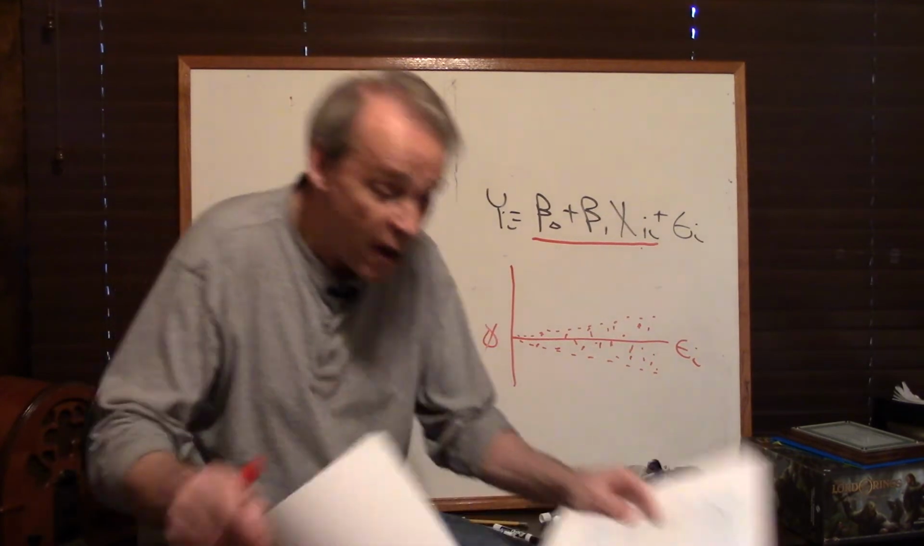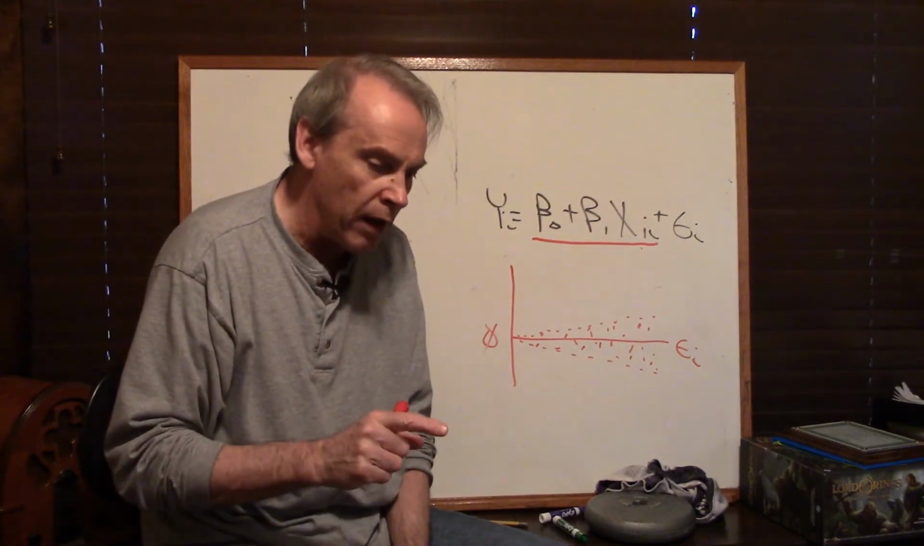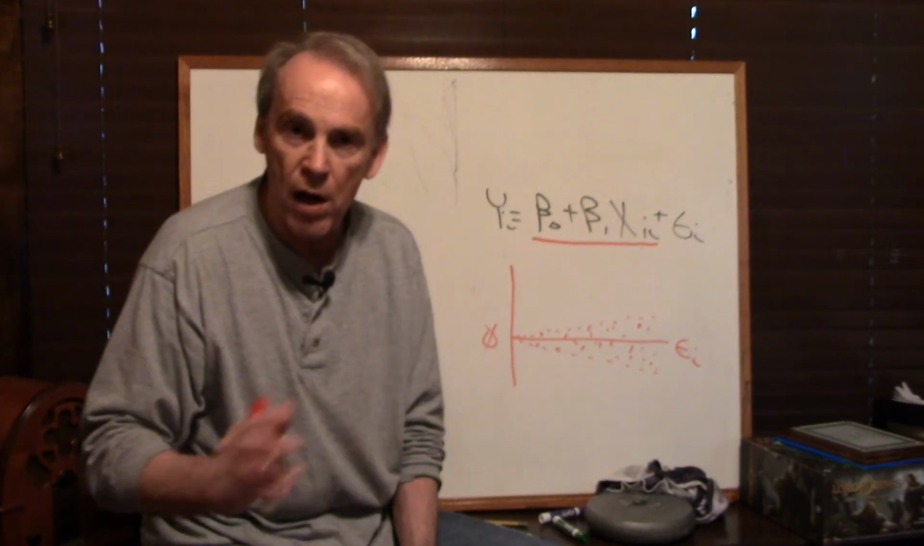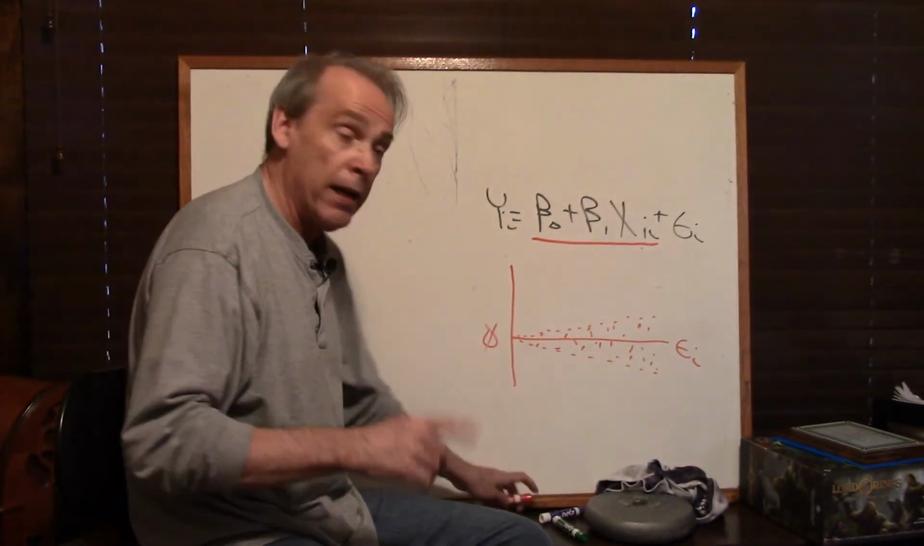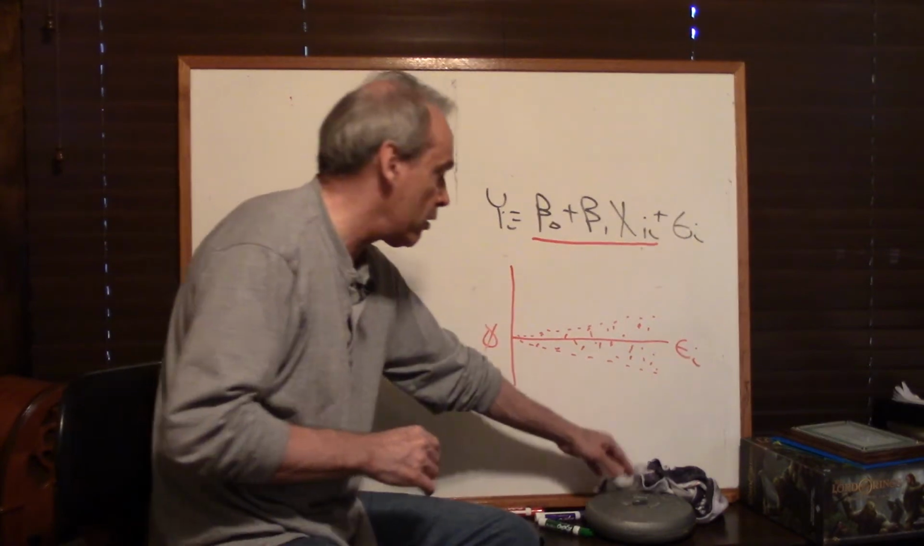Number 6 we just talked about in chapter 3. Number 6 says, no explanatory variable is a perfect linear function of any of the other explanatory variables. If that is true, we have violated the assumption, we can't use OLS. We can't use ordinary least squares.